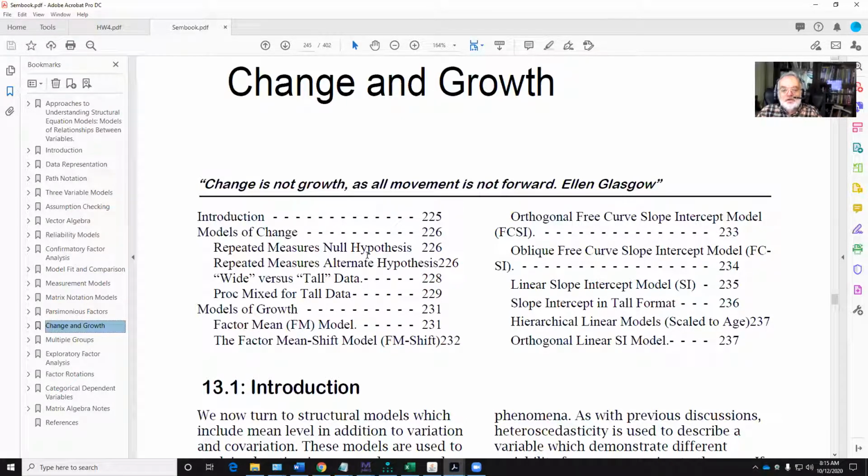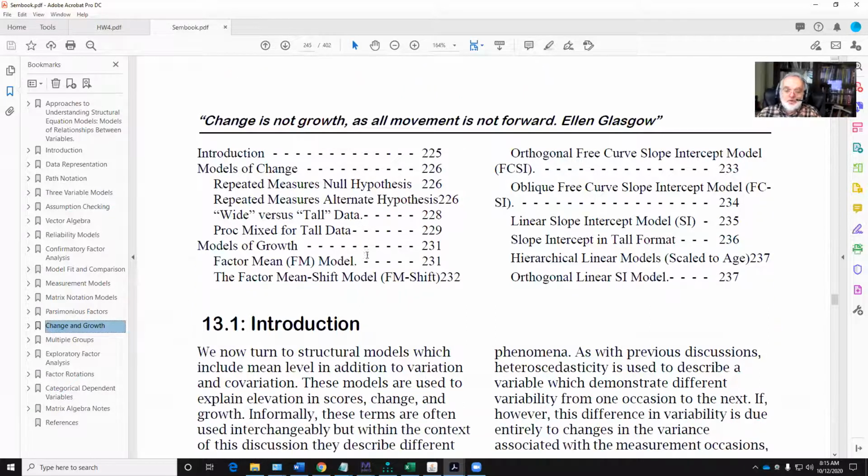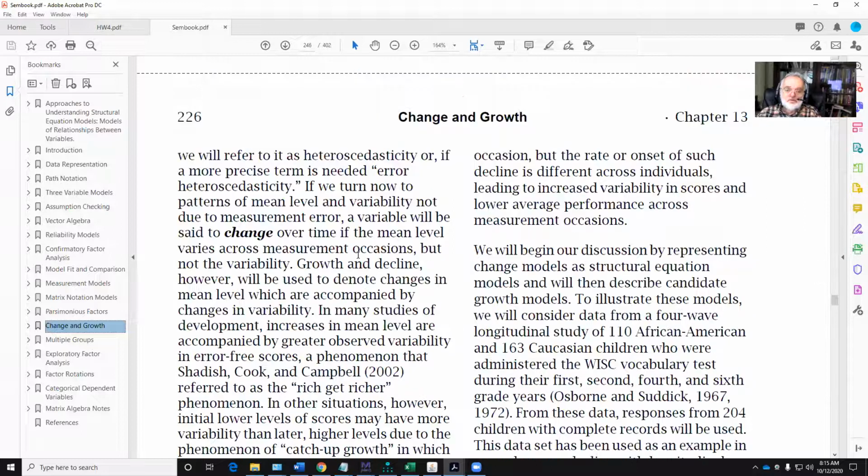Change in statistical models represents a uniform jump or decrement in the scores of data over the course of time. So if at time 1 the mean of everybody is 10 and the variance is 1, and at time 2 the mean is 12 and the variance is still 1, we're going to say that scores have changed over the course of time. On the other hand, growth is a different thing.